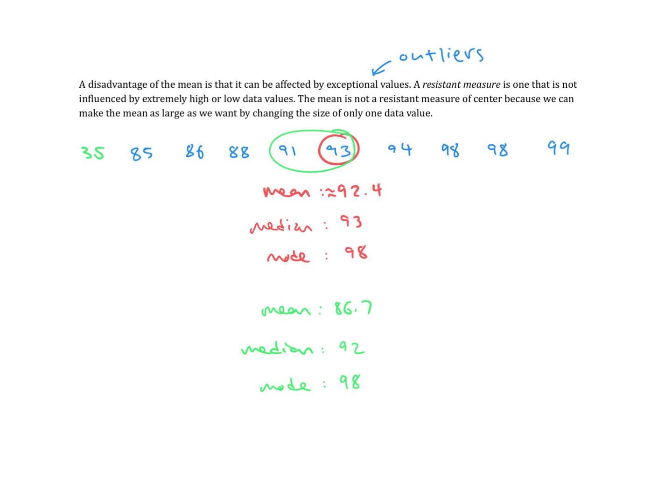So my median changed a tiny bit. The mode didn't change, but my mean went down significantly. Most of my students got B's and A's. Most of them actually got A's, but my mean went all the way down to an 86.7 because of that one data value, which shows how the mean is not resistant to extremely high or extremely low data values called outliers.